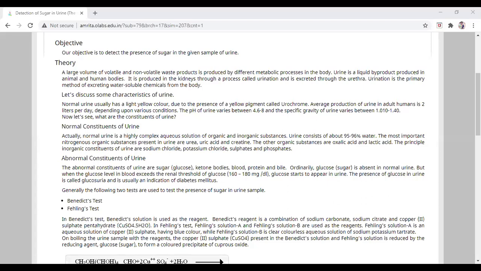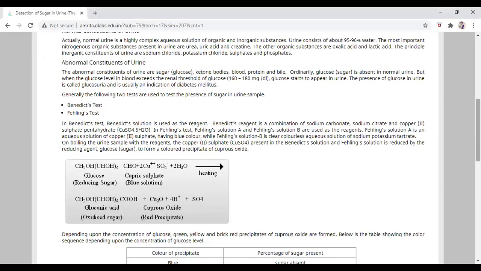That means glucose is present, indicating diabetes mellitus. And we can do two tests to confirm that sugar is present in the urine. We can do Benedict's test or Fehling's test. So these are the tests which can be done for detection of sugars also.